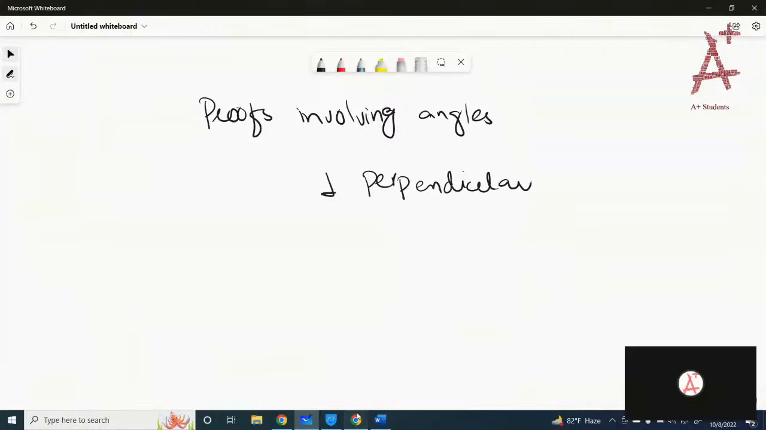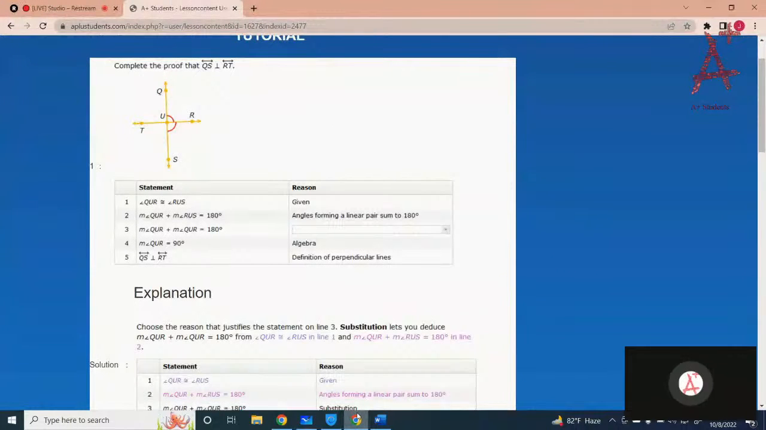So you are actually given the proof. Some of the reasons are missing. You are given the statements and these reasons are missing. You just need to understand what the reason is and you have to write the reason. Got it? Okay, so let me read.